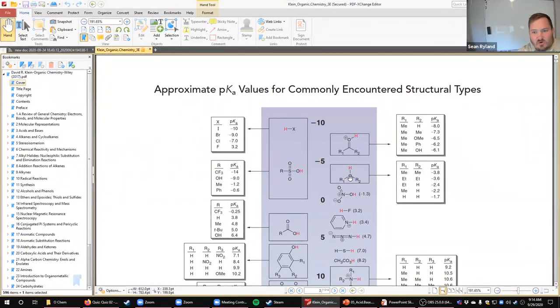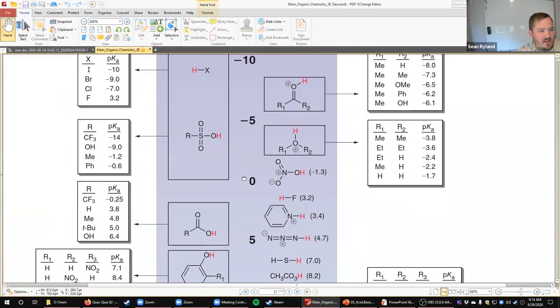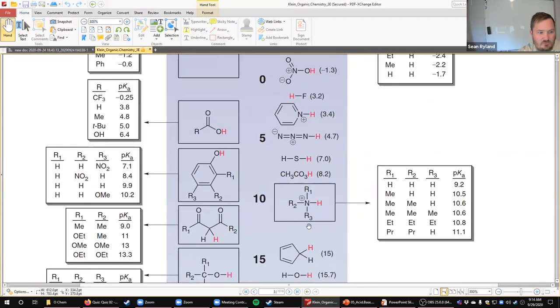So this is a slightly more complicated looking version of the same type of chart, where it has things grouped by different functional group. So for instance, anytime you've got an amine, a protonated amine, where you've got nitrogen attached to carbon, depending on what these different R groups are, you can have different pKa values. This one's not that easy to read because it's got a lot of information on it. But basically, you'd be looking in this range around 10 for any of these amines as far as them acting as an acid.